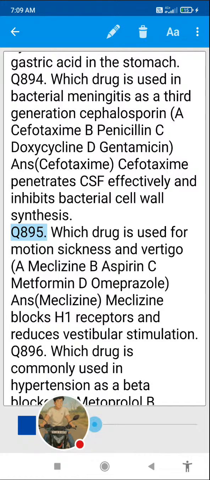Q895. Which drug is used for motion sickness and vertigo? A. Meclizine. B. Aspirin. C. Metformin. D. Omeprazole. Ans. Meclizine. Meclizine blocks H1 receptors and reduces vestibular stimulation.